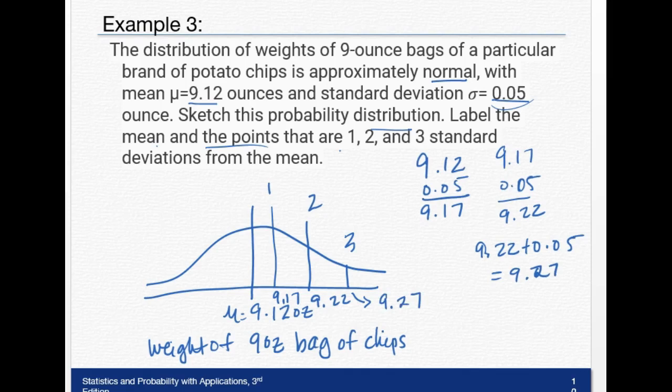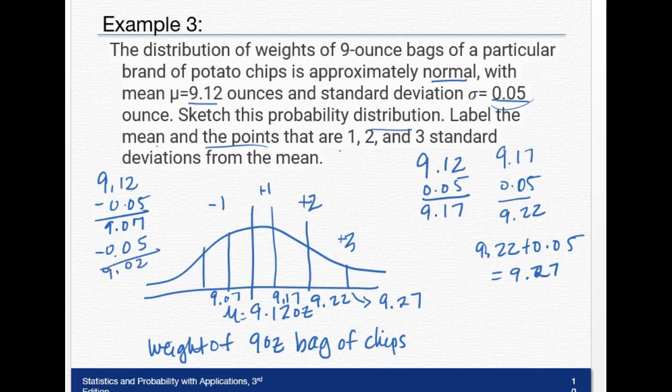Okay. So that's adding 1 standard deviation. So to the left, we have to subtract 1 standard deviation. Okay. So here, I'm going to take 9.12 and subtract 0.05. And I get 9.07. Then I subtract another 0.05. And that gives me 9.02. That's 2 standard deviations to the left. Then if I subtract another 0.05, I get 8.97.